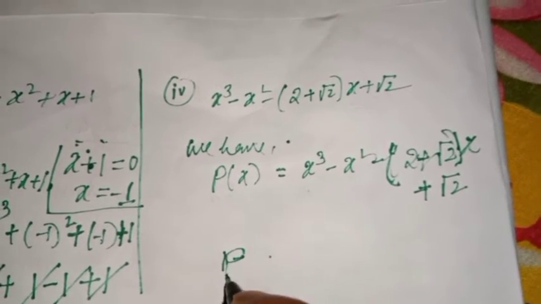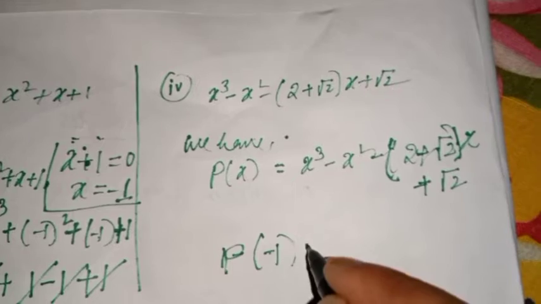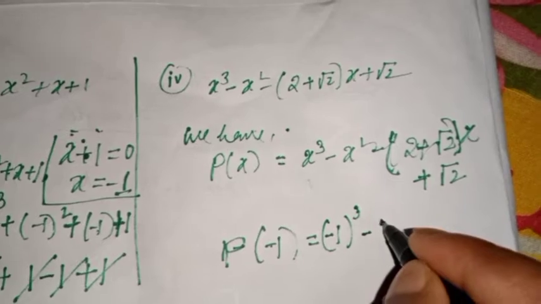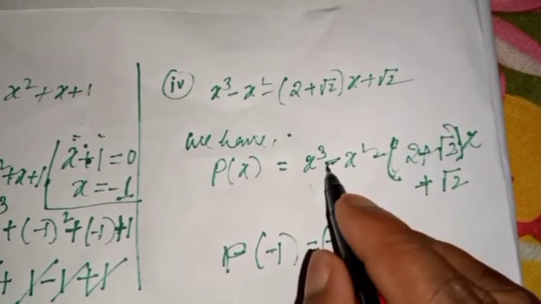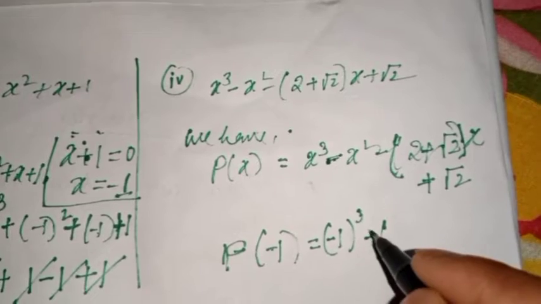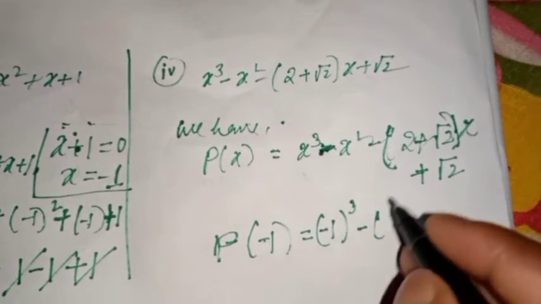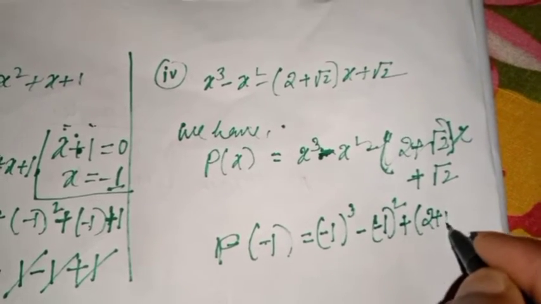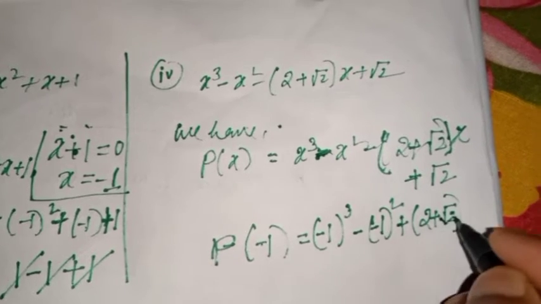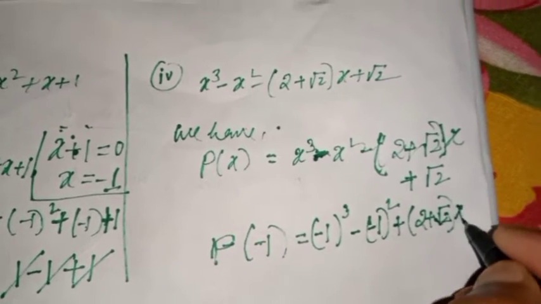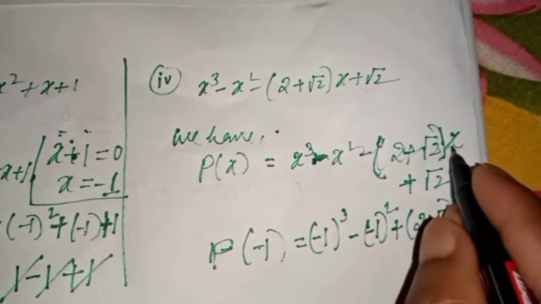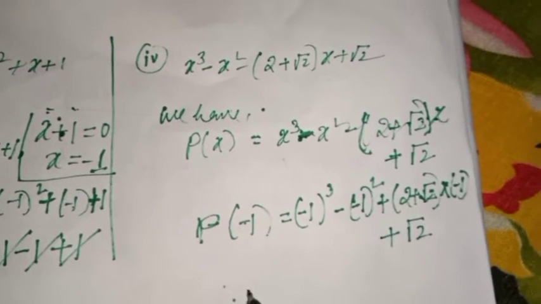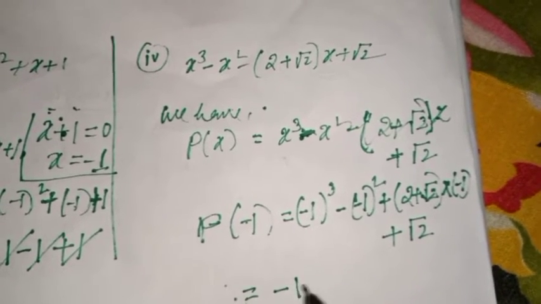Then already you know for x plus 1 you have to check, so P(minus 1): minus 1 cube. This minus is already here, don't forget that this minus is there, no need to put minus 1, no, this minus is different, so you have to write again minus 1 square. Try to understand each of the terms, don't try to remember, you have to get the clear concept, okay? Then into minus 1, because x is multiplied by 2 plus root 2, then what is left? Plus root 2.